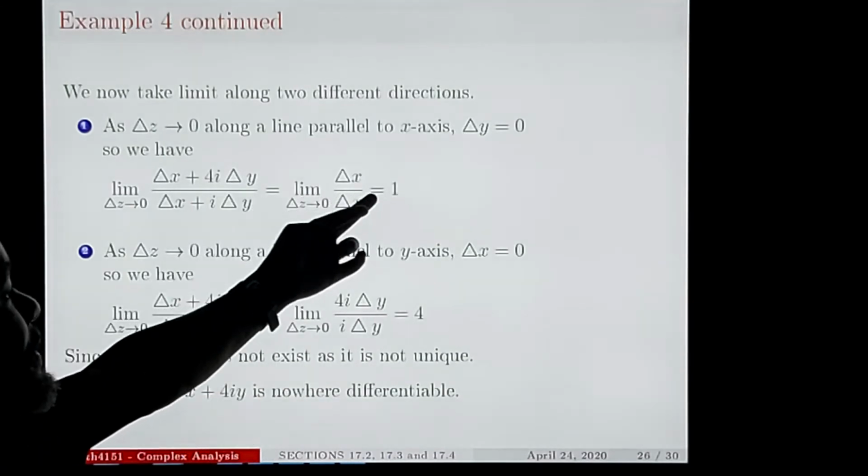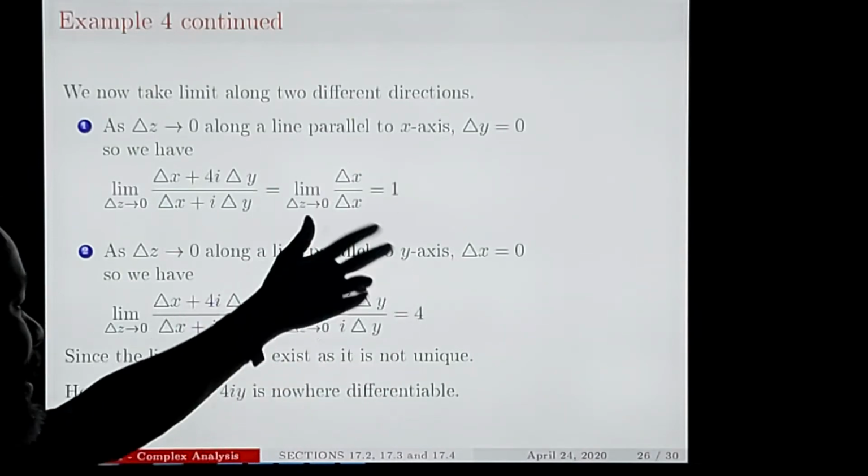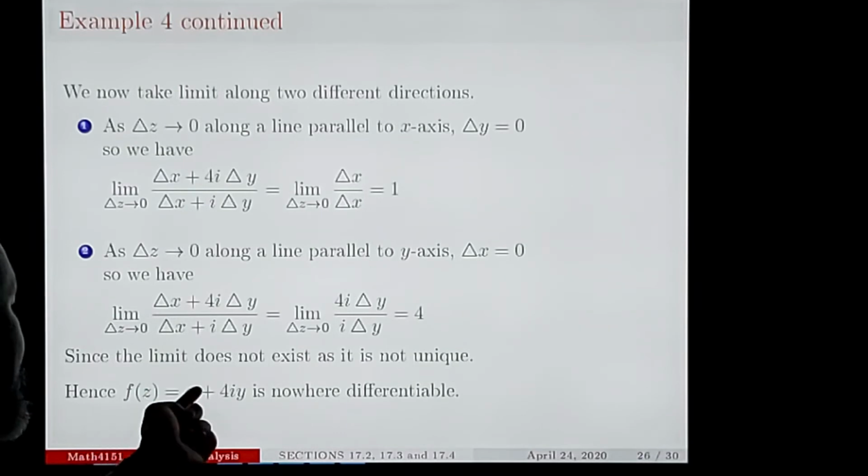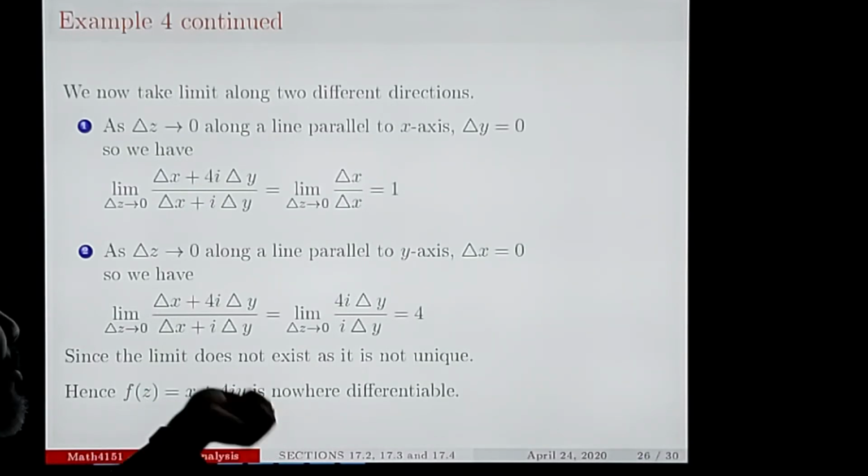And so now the limit here is 1, the limit here is 4, from different directions. So the limit does not exist because it's not unique. Hence, f of z equals x plus 4iy is nowhere differentiable. That's what you would do, ladies and gentlemen. Okay?